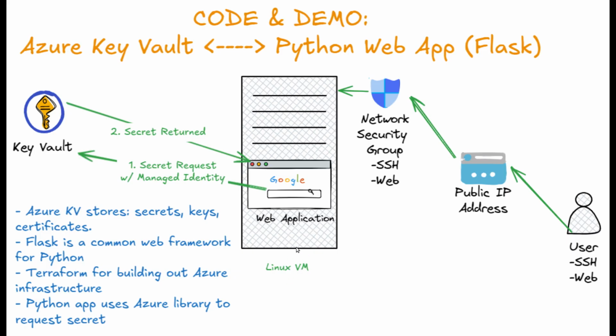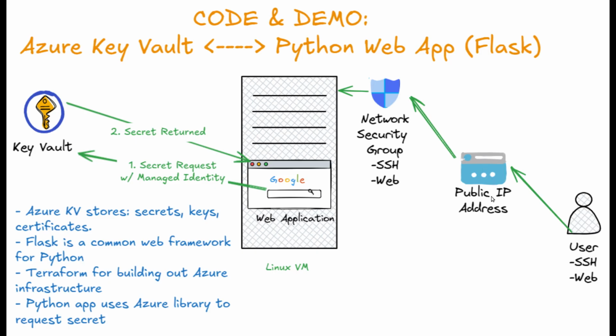We have a Linux virtual machine sitting in Azure, and running on it is a web application written in Python using a very popular web framework called Flask. So what happens is the user has the ability to either view the web page of the app, or they can even SSH into the server to administer it. And they get in through this public IP address.